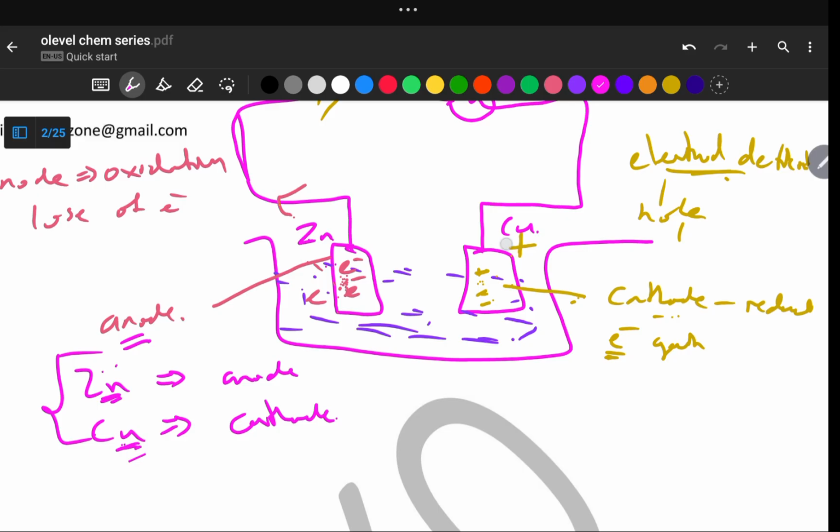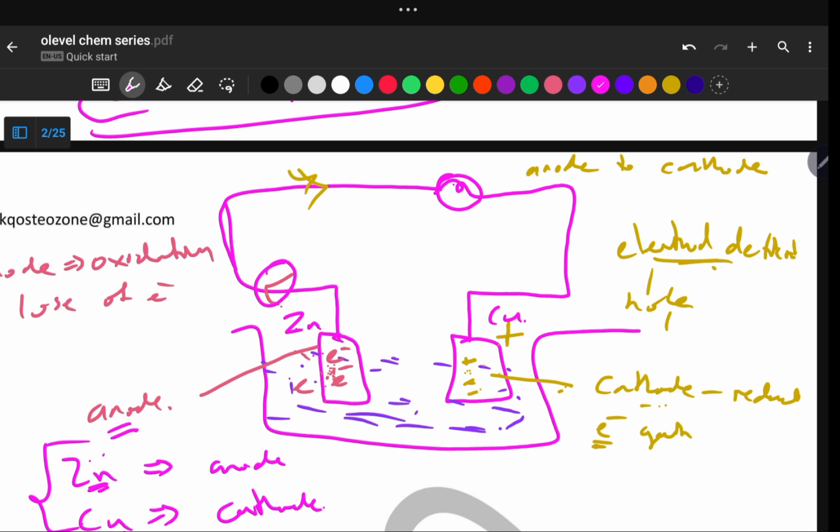So you need to also take note of the direction of the flow of electrons, and also to know the direction of flow of current. So current flows from this positive.